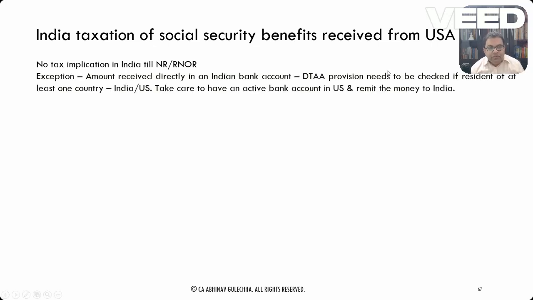Now, there is an exception to that: if the amount is received directly into an Indian bank account. It can be any bank account: an NRE account, an NRO account, or a resident account. But if it is received directly in an Indian bank account, then the amount is taxable to you in India, irrespective of your residential status, because as per the Indian tax provisions, if the income is directly received in India, it is taxable in India.